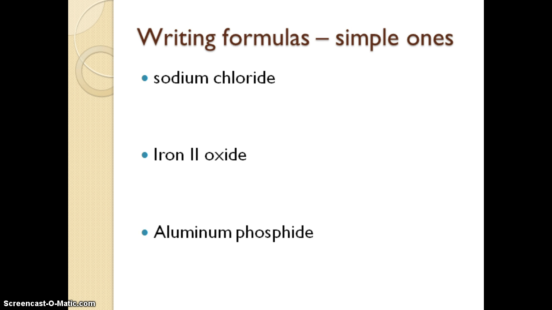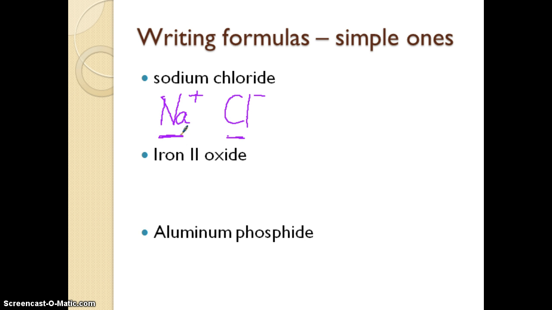These are simple formulas. So I'm going to write the formula for sodium chloride. So the first thing I'm going to do is write down the ions. So the sodium ion is Na, and it has a plus charge. The chloride ion is Cl, and it has a minus charge. And how did they get to be charged in the first place? Well, chloride had to gain an electron and sodium had to lose an electron.